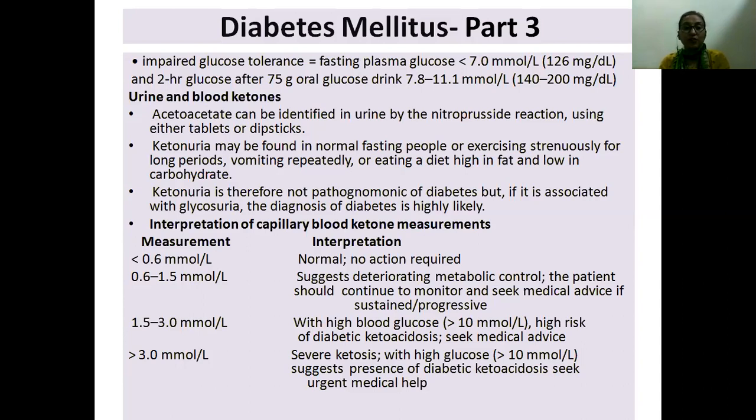And when it is more than 3.0, it is a condition of severe acidosis, severe ketosis, and it is associated with a high blood sugar level that suggests the presence of diabetic ketoacidosis. Seek urgent medical help.